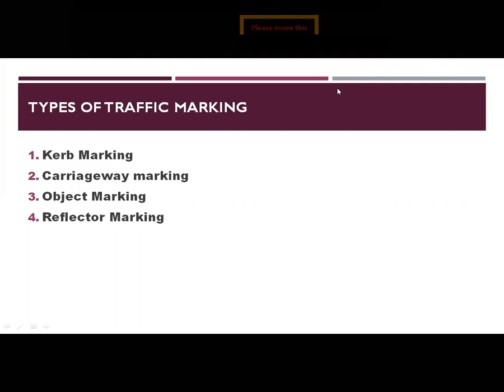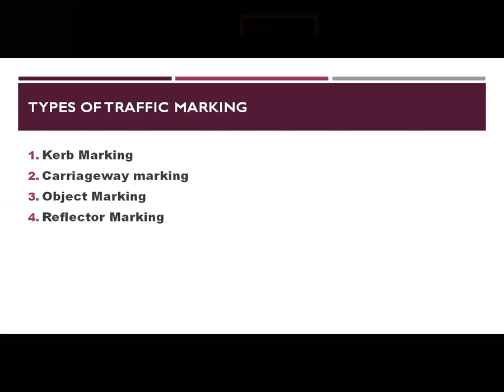Next is the traffic marking, the markings which are provided for traffic control. Here are the four types of traffic marking: first is the curb marking, then carriageway marking, object marking, and reflector marking. Curb marking: the curb is the portion lifted above, adjacent to the edge of the carriageway.